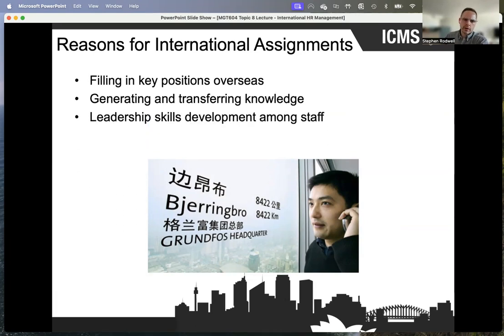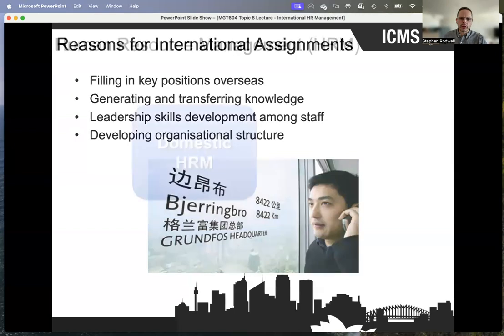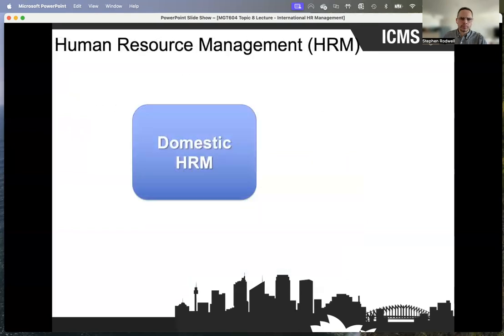It can allow us to generate and transfer knowledge, as it says here, to develop leadership skills among our staff, especially if we're a multinational corporation. This means leadership skills not just in the moderately generic atmosphere of the head office, but also in an international context as well. And we've talked throughout this course about the concept of cultural intelligence, certainly a way of increasing the cultural intelligence of the leaders in our company. Developing the organizational structure as well.